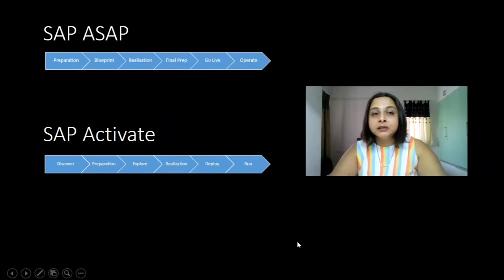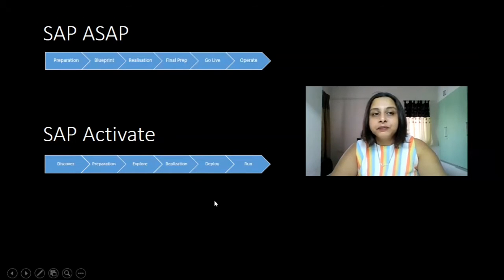Now, for beginners, ASAP had these phases, which is preparation, blueprint, realization, final prep, go live, and operate. Whereas Activate has discover, prepare, explore, realization, deploy, and run. Those who are planning to give the SAP Activate Project Manager certification, then we have DPERDR, which is a short form to remember these phases, and this becomes a part of your certification questions. And there are 4 core phases in Activate, which is prepare, explore, realization, and deploy.